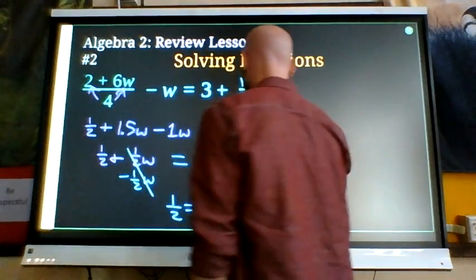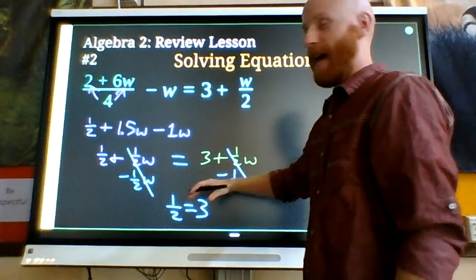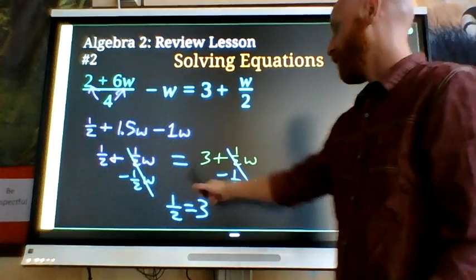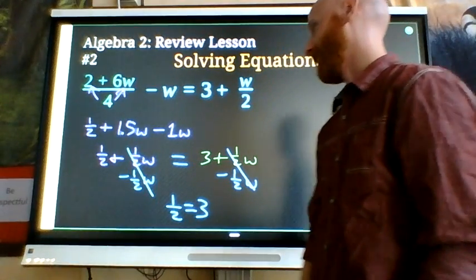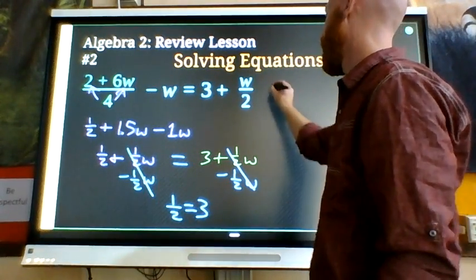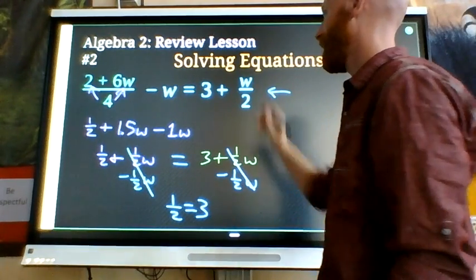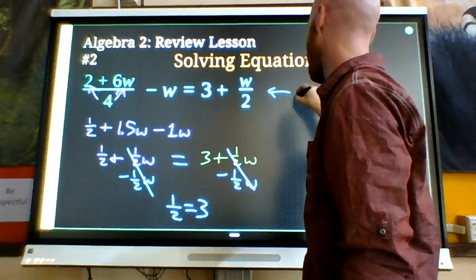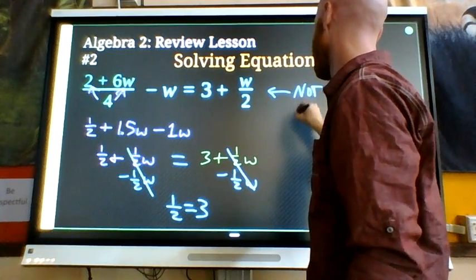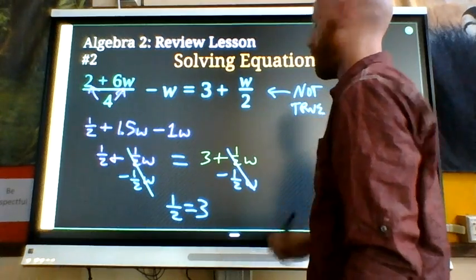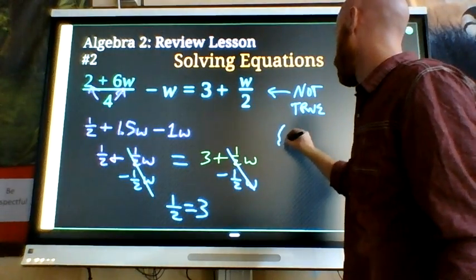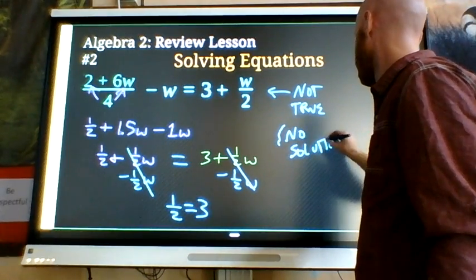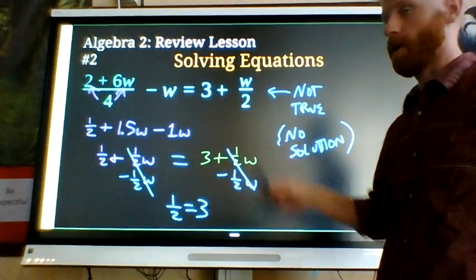So if that happens to you while you're solving an equation, all the variables drop out and you end up with an untrue statement at the end, then you have to say that this entire equation is not a true equation. Or you could say no solution. No real number solves that.